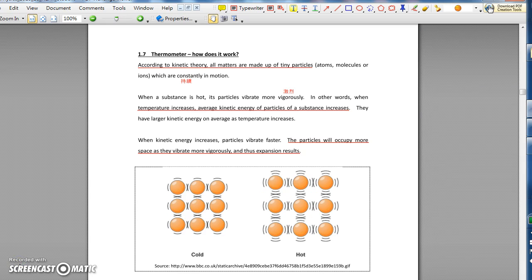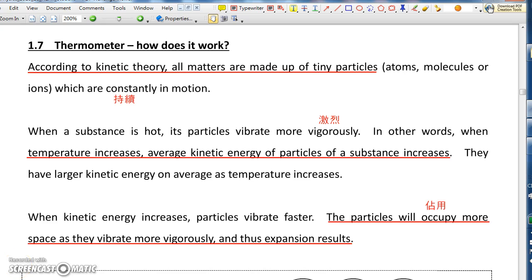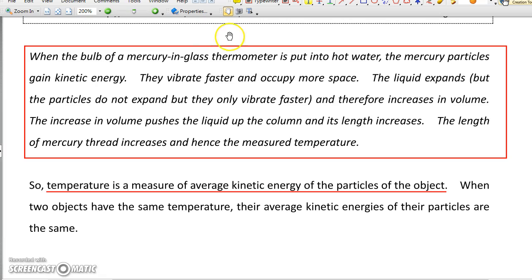1.7. Thermometer. How does it work? According to kinetic theory, all matter is made of tiny particles. When temperature is higher, the particles move faster, so that their kinetic energy increases. And each particle will occupy a larger space when it vibrates faster, and so expansion results.